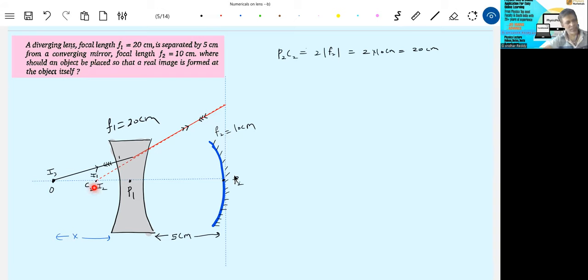Centimeter, we need. Then we know this is phi, so what can be this distance? This is R. R, we'll write it A. We know A plus 5 should be equal to P2 C2 or P1 C2.